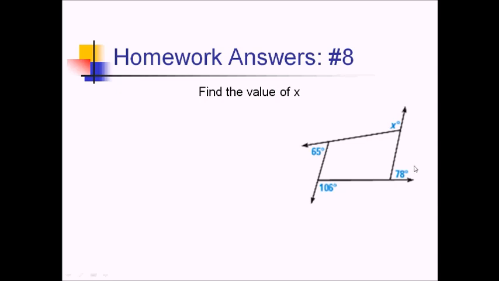For number 8, we're trying to find this x value on these exterior angles. The key on this one is to realize that all polygons have an exterior angle sum of 360. So if we add all 4 of these together, it should all add up to 360. Let me use the calculator to crunch the numbers on the left here.